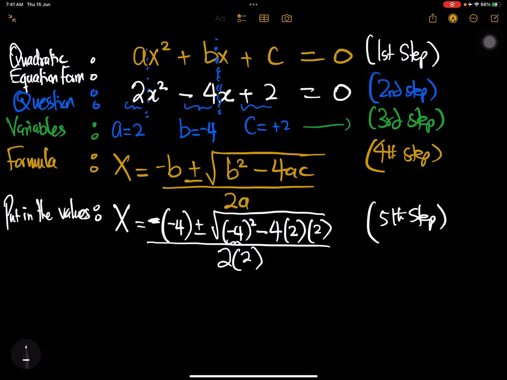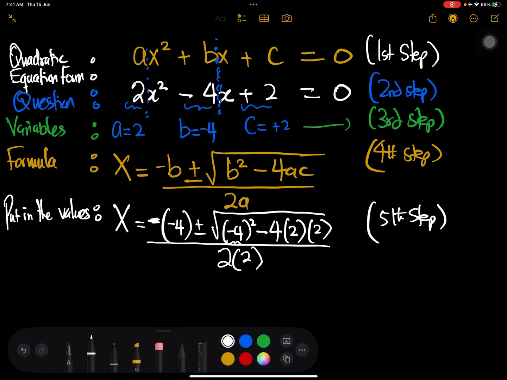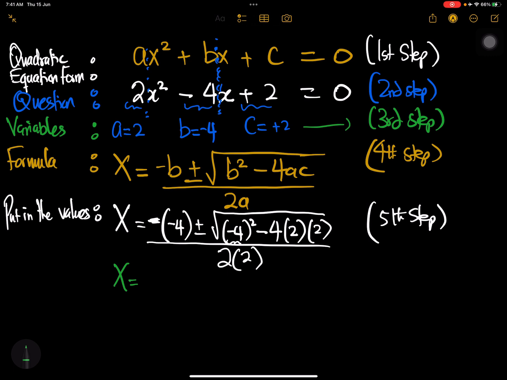And then now we begin to solve. The next step is to solve. So how do we go about that? Now our x is going to give us what? Negative, this negative multiplied by this negative, gives you positive. So it's going to be plus 4. But we don't need to write plus 4. I'm just showing that it gives us positive 4. We have our 4 plus or minus the square root of negative 4 squared.